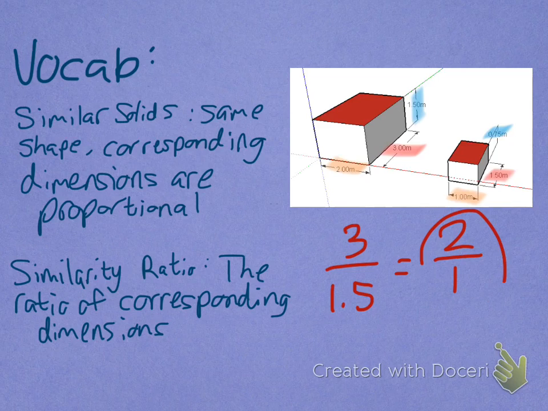Well, that ratio, that 2 to 1, should remind you of similar polygons and similar triangles. That 2 to 1 is called the similarity ratio, so the ratio of the corresponding dimensions.